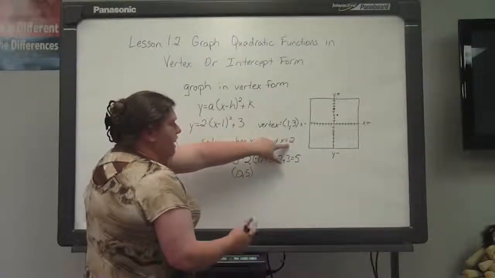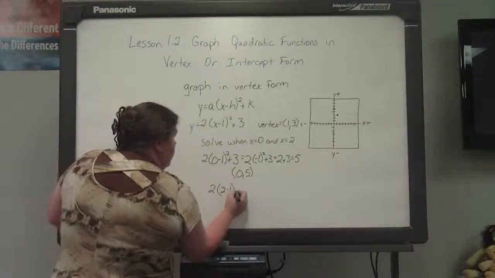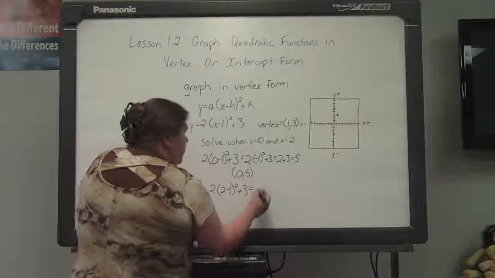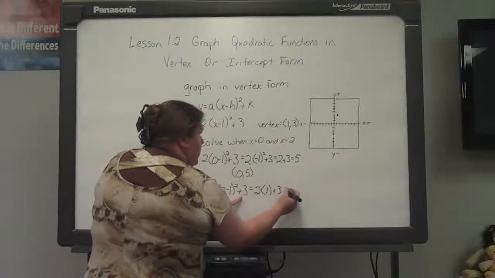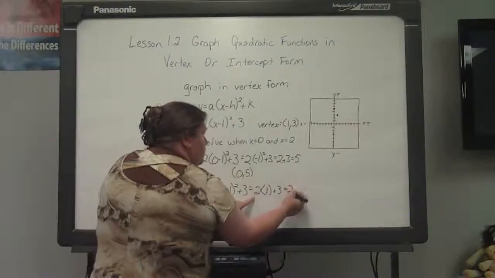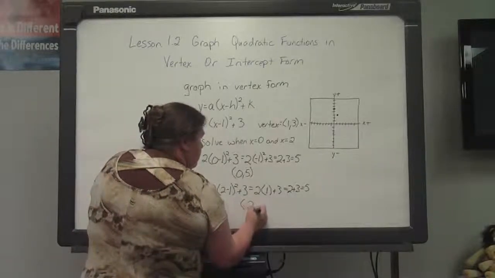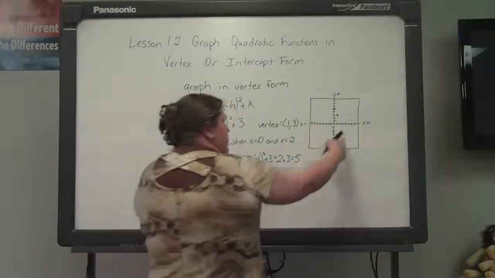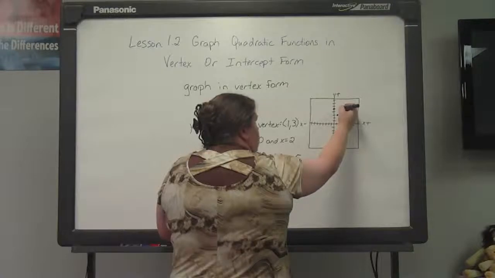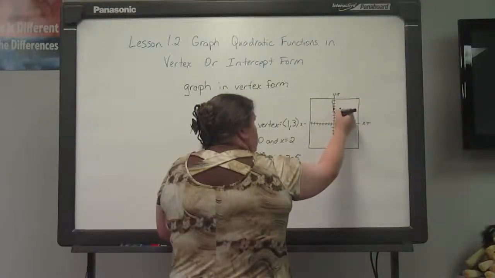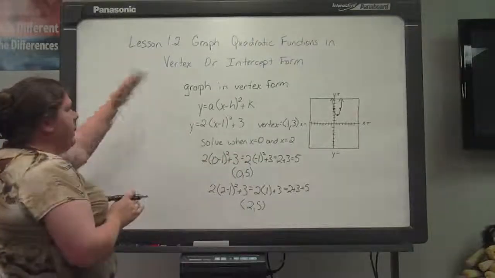Again, I want to do the same thing for x equals 2. I can say 2 times 2 minus 1 squared plus 3 equals 2 times 2 minus 1 is 1, squared is 1, plus 3 equals, I've got 2 times 1 is 2, plus 3, again it equals 5. So this point is 2, 5. I'm going to go over 2 and up 5. 1, 2, 3, 4, 5. And then I'm going to draw my curve. You want to put your arrow so you know the line keeps going up. And that is graphing in vertex form.